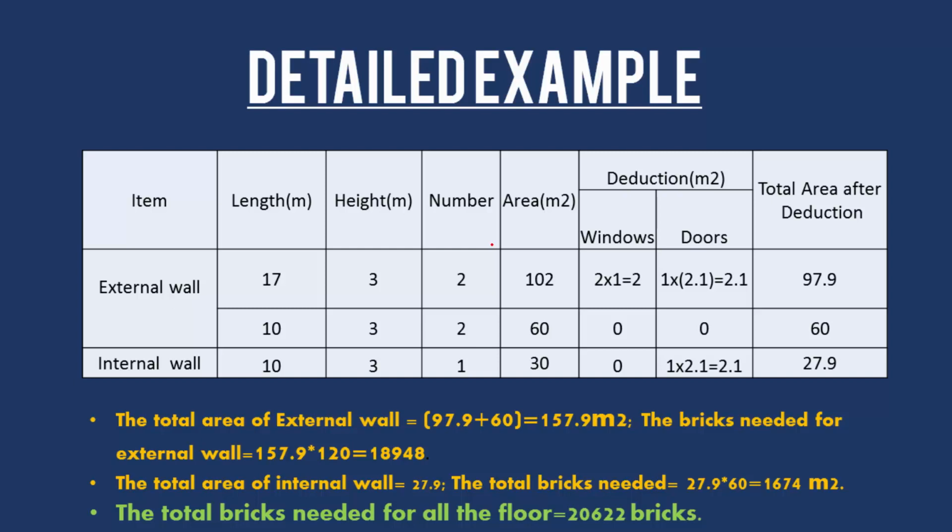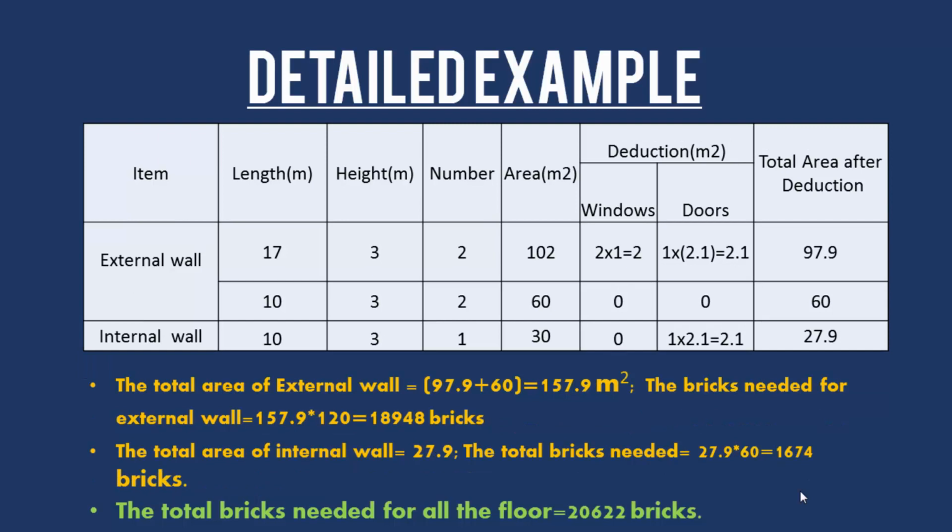For the other length of external wall, which is 10, we multiply it by height 3 and by the number 2, so the area will be 60. We don't have any deduction area there, so there will be just 60 total area after deduction. For the internal wall, the length is 10, the height is 3, the number is 1, so it will be 30, and we have 1 door in it. The area of 1 door is 2.1, so we subtract 2.1 from 30, which is 27.9.